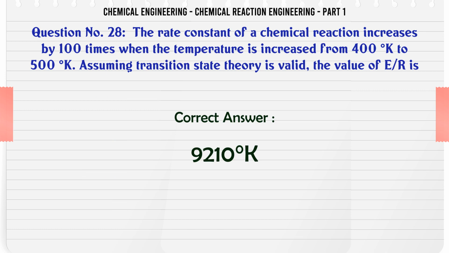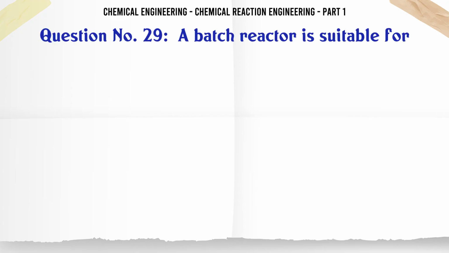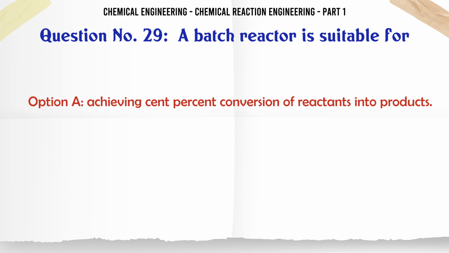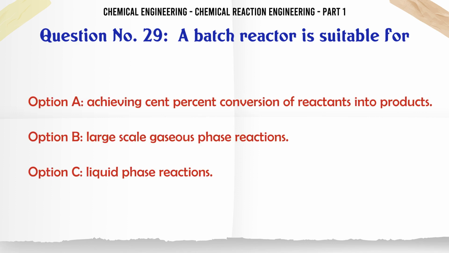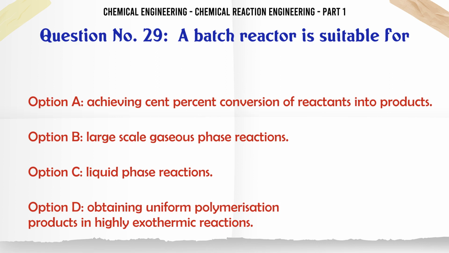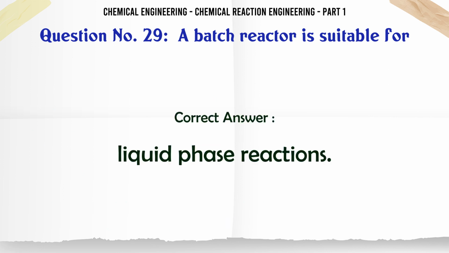9210 Kelvin. A batch reactor is suitable for achieving A. 100% conversion of reactants into products, B. large-scale gaseous phase reactions, C. liquid phase reactions, D. obtaining uniform polymerization products in highly exothermic reactions. The correct answer is liquid phase reactions.